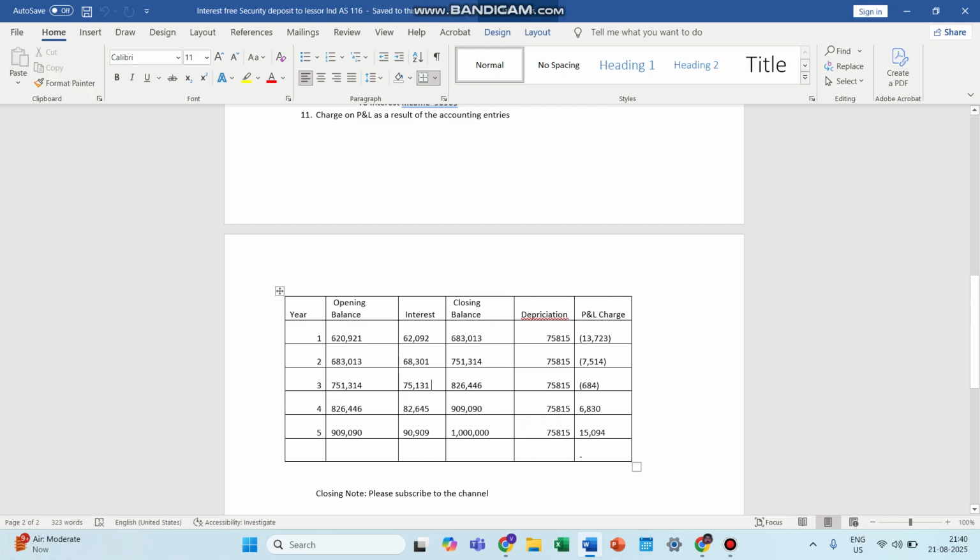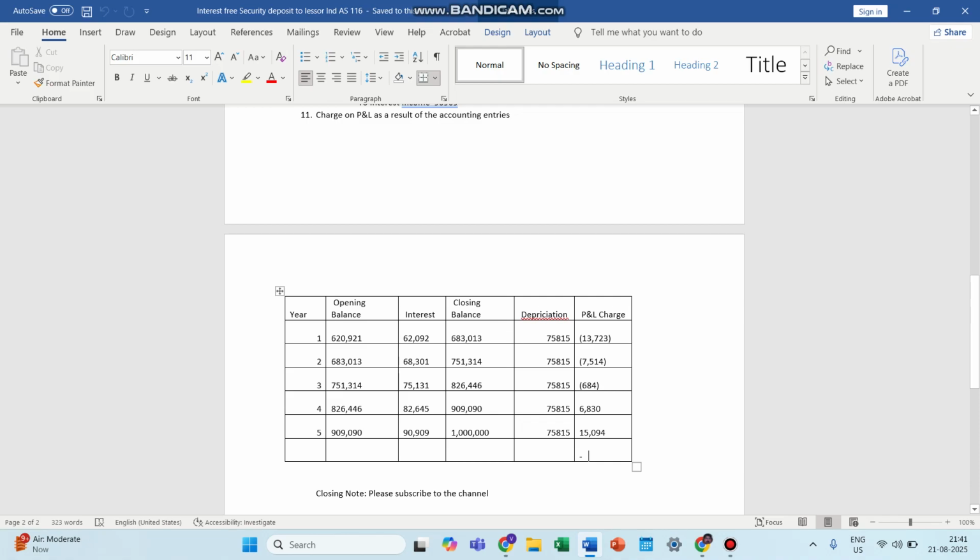In year 4, 82645 would be the interest income, and 75815 would be the depreciation amount. So there would be an income of 6830 in the year 4, and in year 5, 90909 would be the interest income, and depreciation charge would be 75815. So there will be an additional income of 15094. If we take into account the P&L charge for all the 5 years, the amount would be zero.